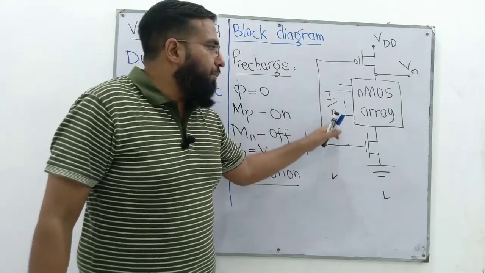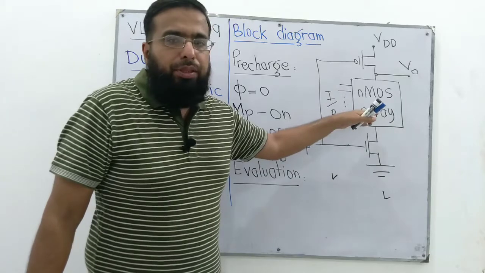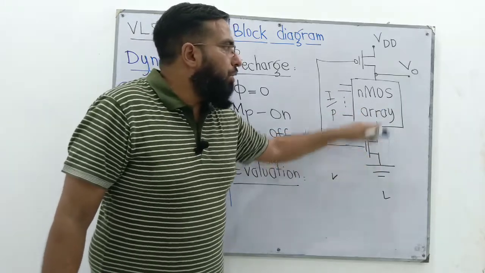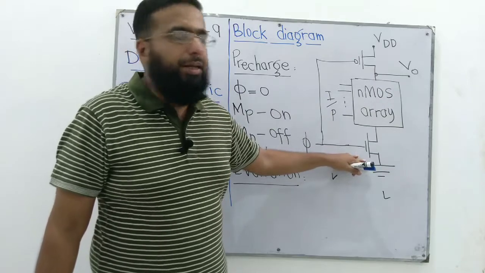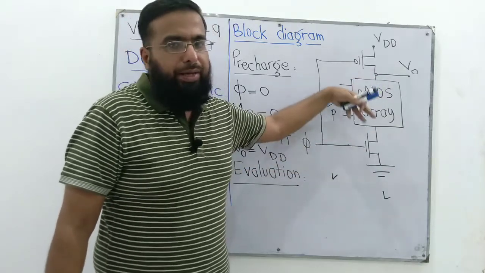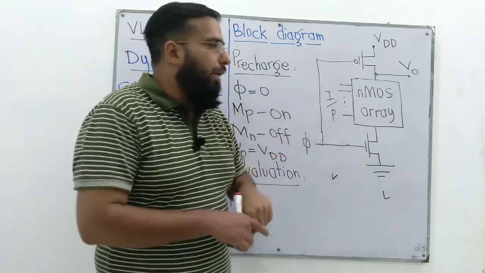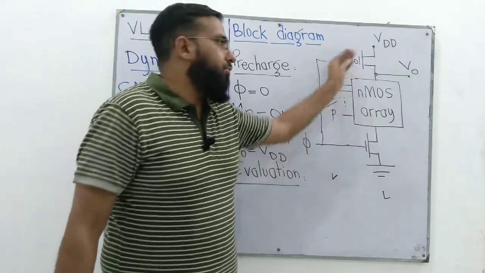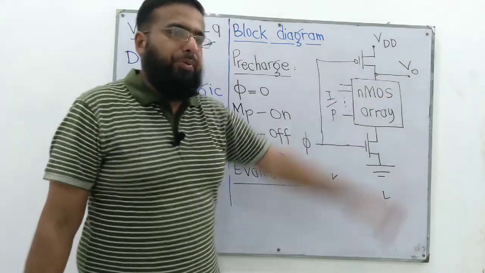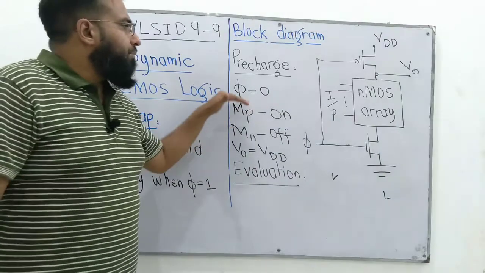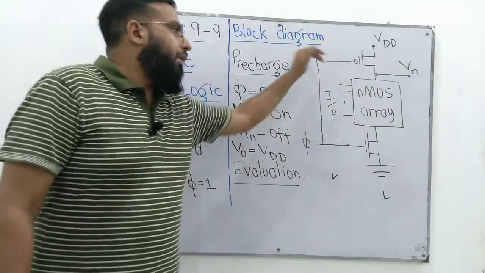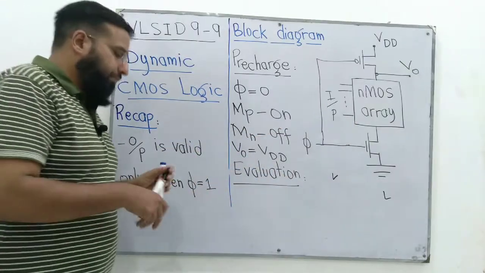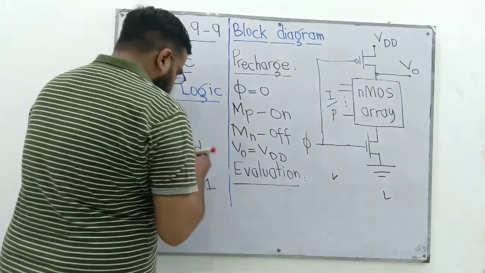Even if we have inputs that turn on this NMOS array, the 0 won't reach there, because this transistor is gating the whole output, this whole array. If this transistor is on and this NMOS array is on, only then can this 0 appear at the output. So when we have phi equal to 0, this NMOS array is disabled and the output is 5 volt.